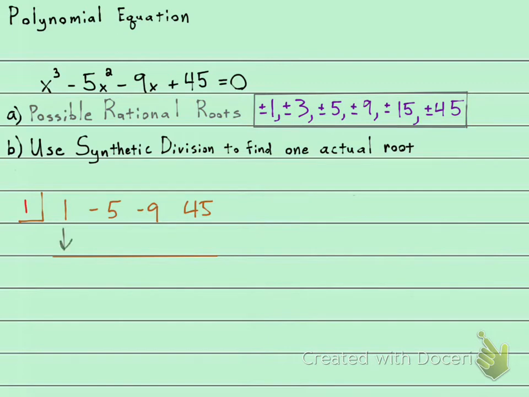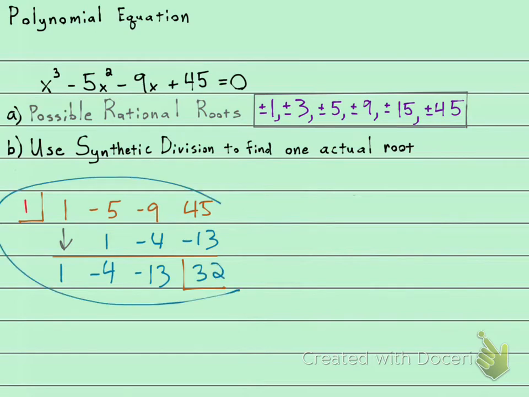So synthetic division: drop down the first number, the 1, and then multiply 1 times 1, and then add, and then multiply, and then add, and then multiply, and then I am not going to get a 0 here, so 1 is not a root. All right, so let me shelve this one.